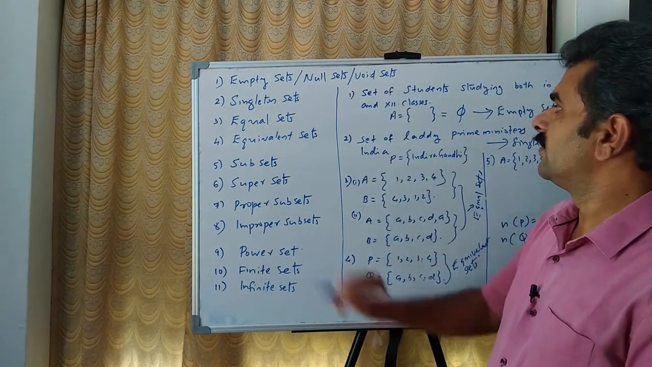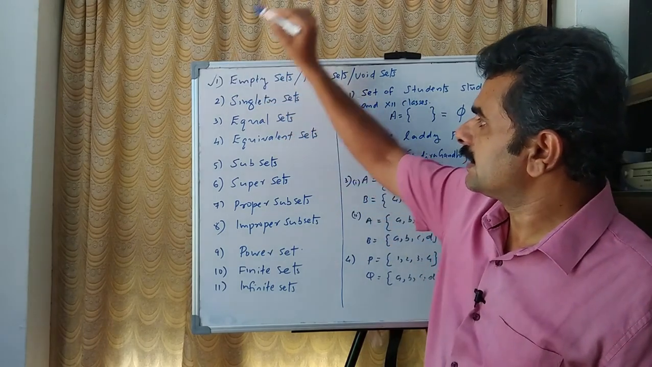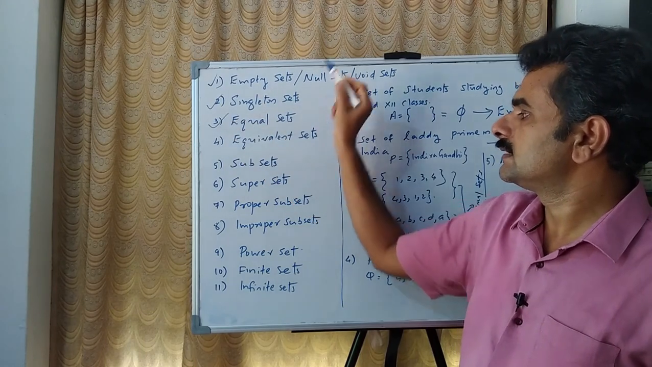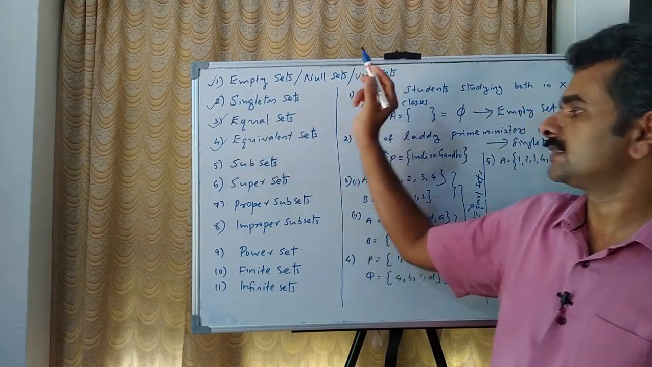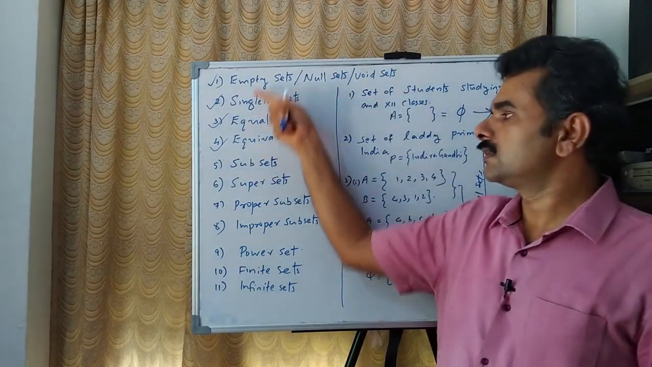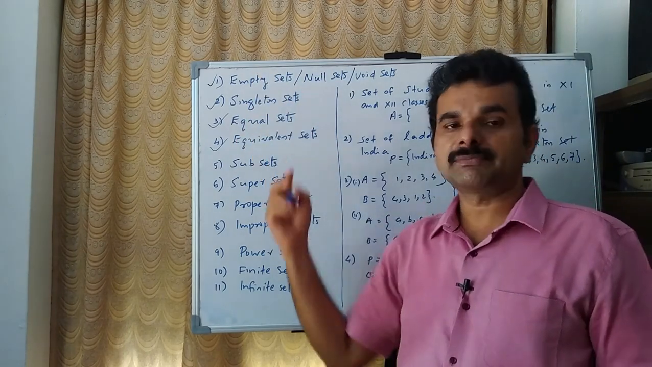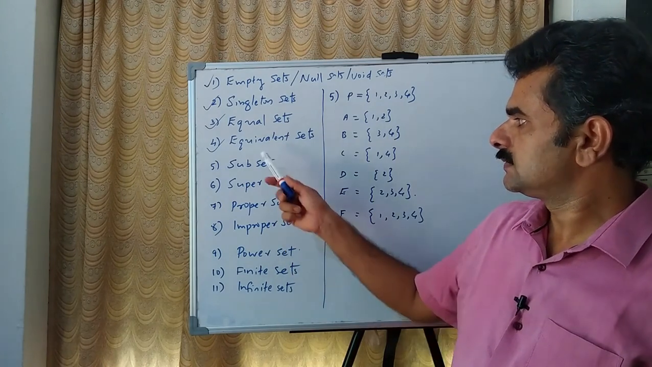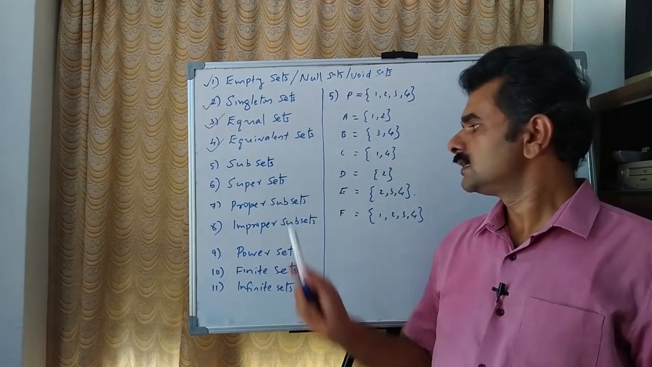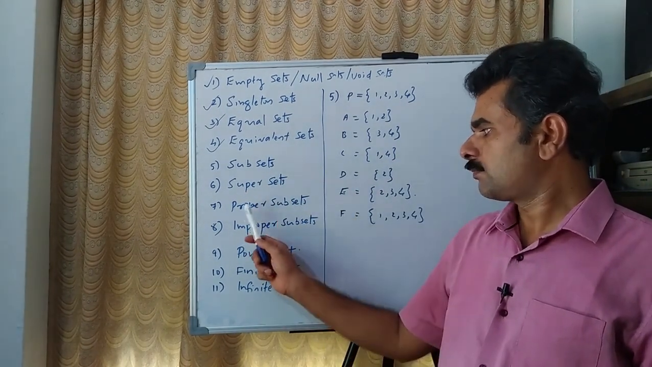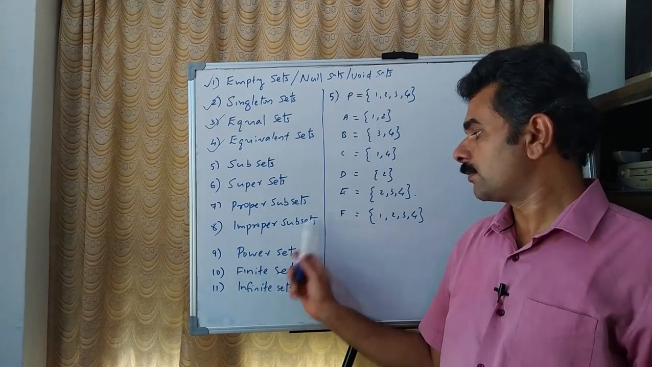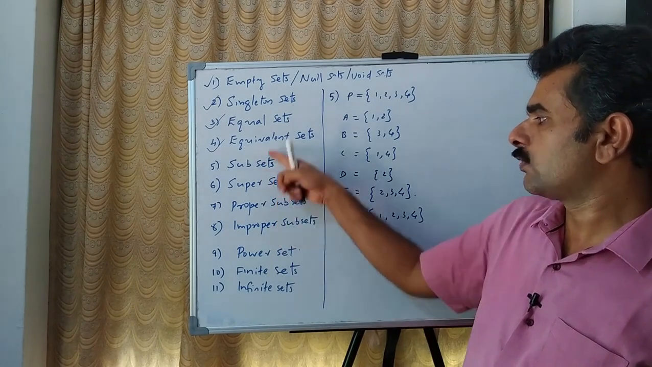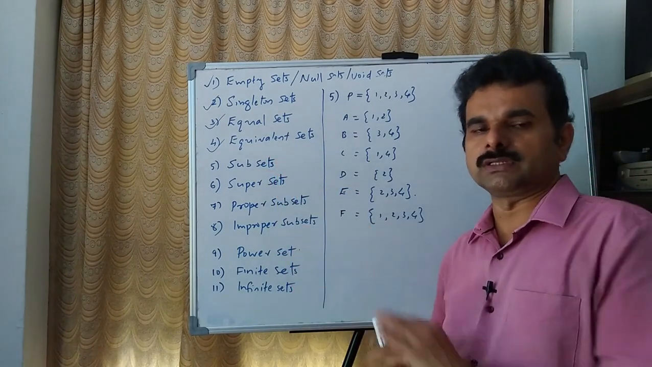So we discussed empty set, singleton set, equal set, then equivalent set. I think you got these 4 types of sets very clear. Okay, then the remaining parts: subsets, supersets, proper subsets, improper subsets. Let us discuss these 4 items all together.